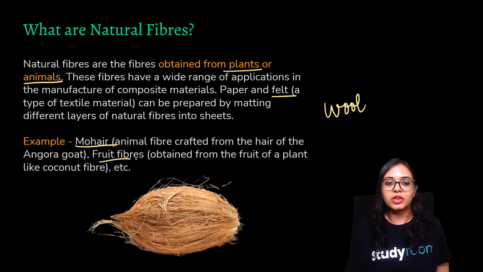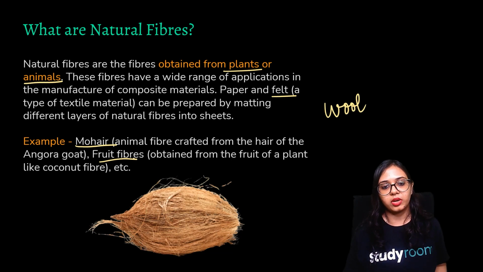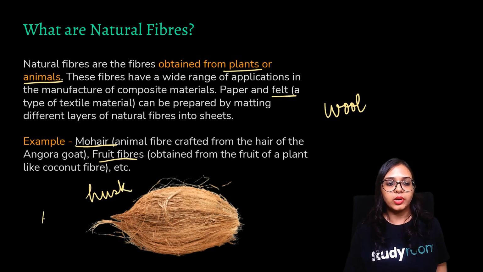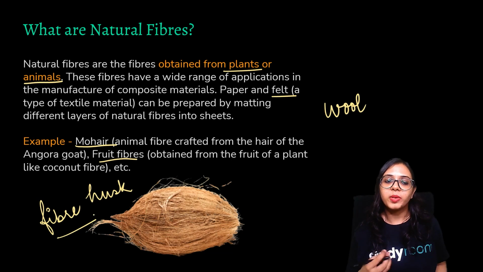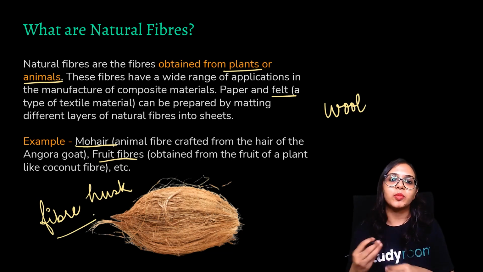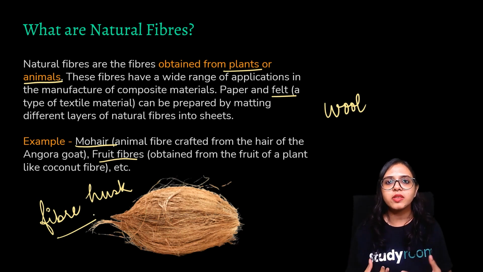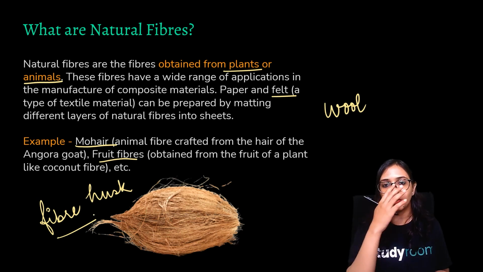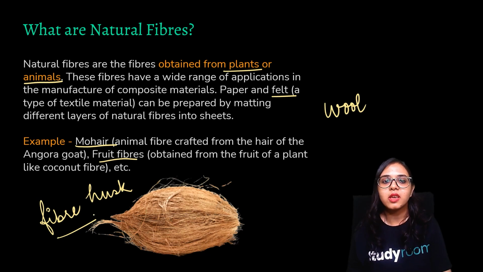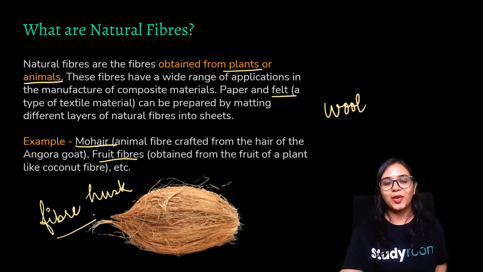Fruit fibers, naturally, we get from plants. Fruit fiber is obtained from the fruit of a plant, like coconut fiber, the husk of the coconut, like you can see here in this picture. From this husk or fiber-like structure, we can obtain some yarn that can be processed for fabric, for our wearing purposes, or for decoration or some other household material.